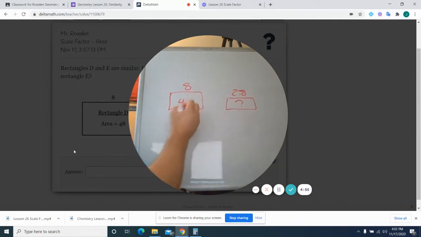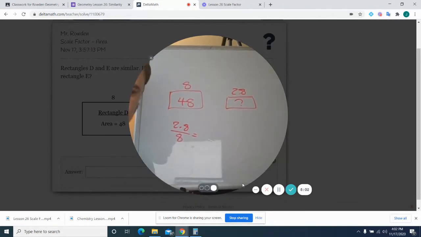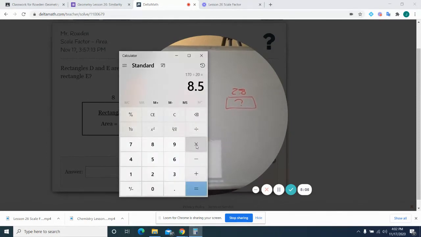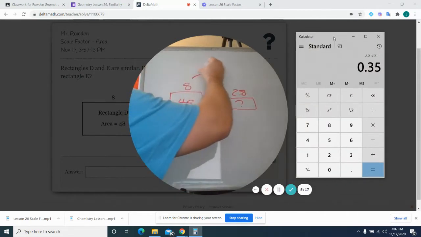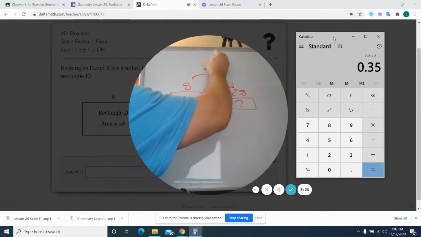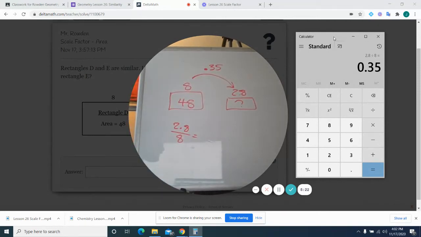And remember, just take whatever you're turning it into and put it on top, and whatever you started with, put on bottom. And let's see what we get here. So let's do 2.8 divided by 8, and we get 0.35. So our scale factor when we're going from here to here is 0.35. Okay? Look at what you do. All you do is just take what you're turning it into, divide it by what you started with, and so the scale factor is 0.35. That's all there is to it. Simple.